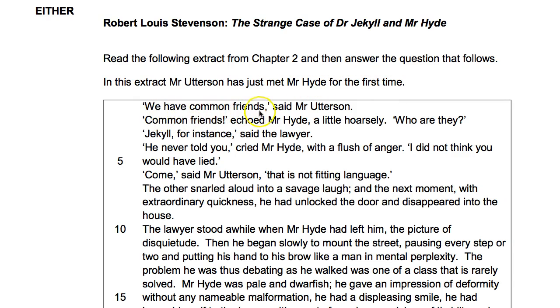"We have common friends," said Utterson. "Common friends," echoed Mr. Hyde, a little hoarsely. "Who are they?" "Jekyll, for instance," said the lawyer. "He never told you?" "He never told you," cried Mr. Hyde with a flush of anger. "I did not think you would have lied."